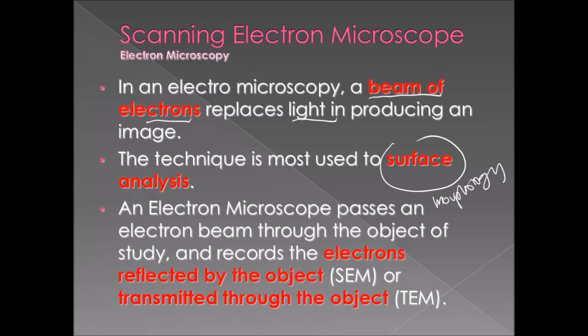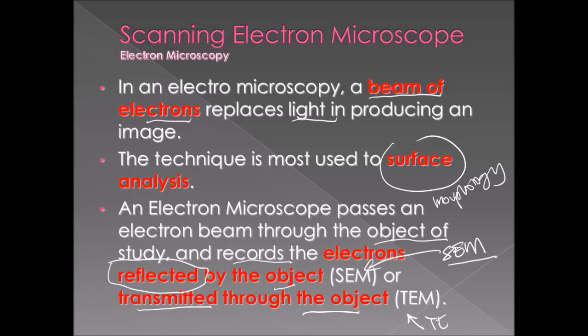Alright, an electron microscope passes an electron beam through the object of study and records the electrons reflected by the object. Then it becomes the SEM method, which is the scanning electron microscope. But if it records the electrons transmitted through the object, then it is the TEM, which is the transmission electron microscope.